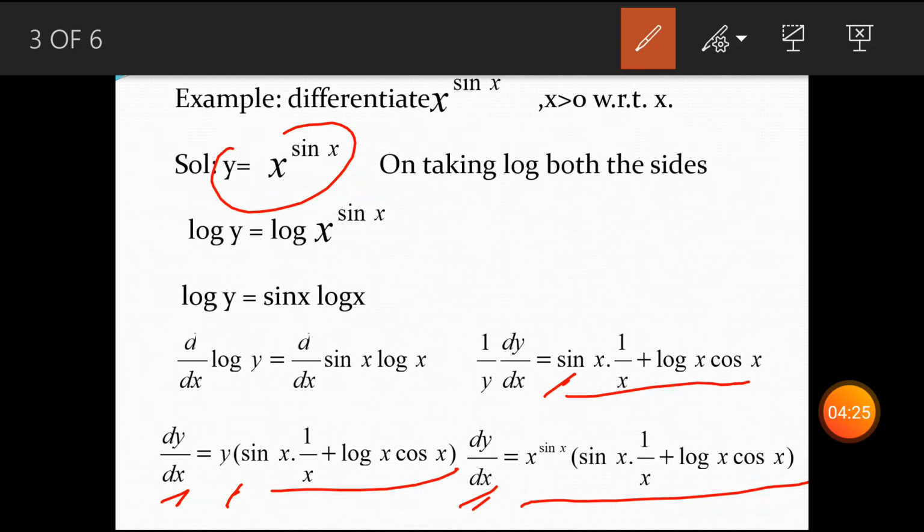So what is the method exactly? If the function looks like this form, f(x) to the power g(x), then obviously you have to follow this method. And what is this method? First of all, you take the log of both sides and then you solve it. This is the only simple step. Nothing is tough, it's very easy. You should only know that whenever this form occurs, you have to take the log. That is what you are going to do.